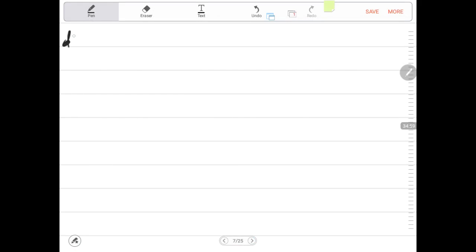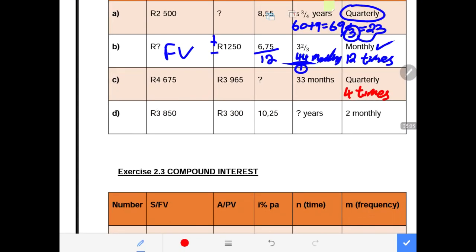Then we go to the last one, number D, that you've been longing for. Number D says that we do have future value, we do have present value, we do have interest. We need to know our N. The interest is compounded 2 monthly. 2 monthly meaning 6 times a year, because if you know maths, there are 6 two-month periods in a year, or 2 goes 6 times into 12 months. So this is where our question mark is.